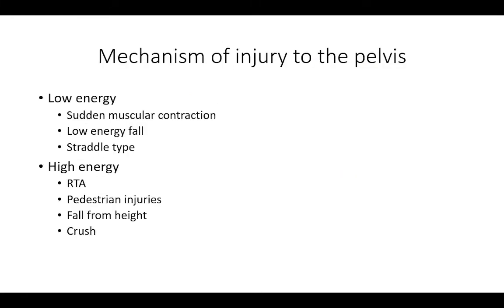The mechanism of injury to the pelvis can be low or high energy. Low energy injuries can be following sudden muscle contraction, low energy falls, or a straddle type of injury. High energy injuries like road traffic accidents, pedestrian injuries, or fall from height or crush injuries can also occur.